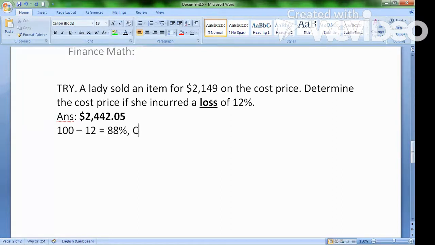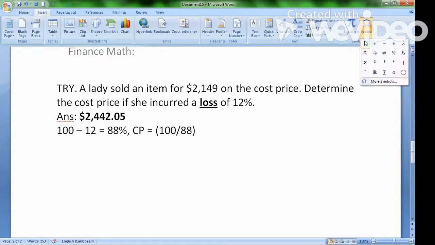So therefore, the cost price is going to be 100 over 88. Sorry about this, I can't bother to do the fancy thing. 100 over 88 times the 2,149.